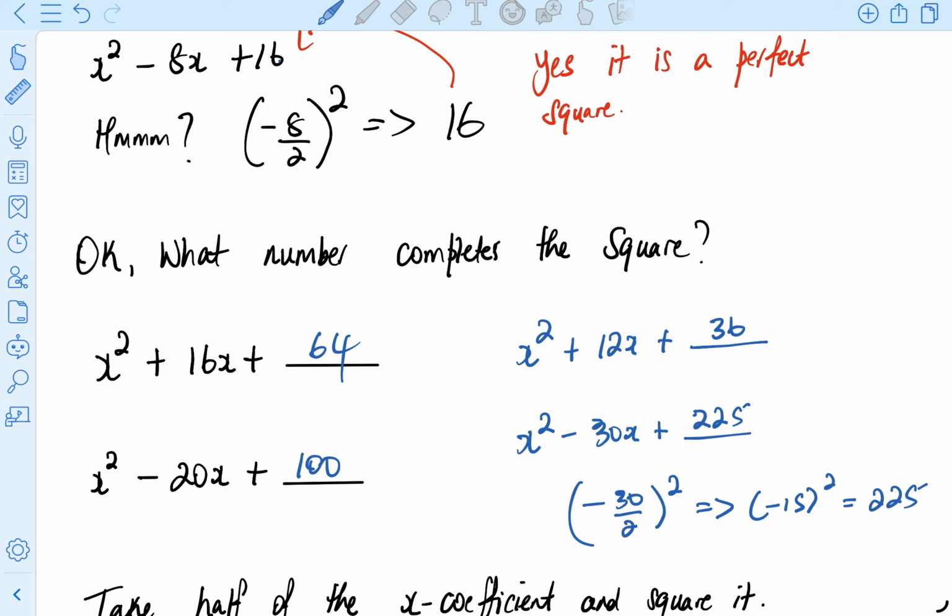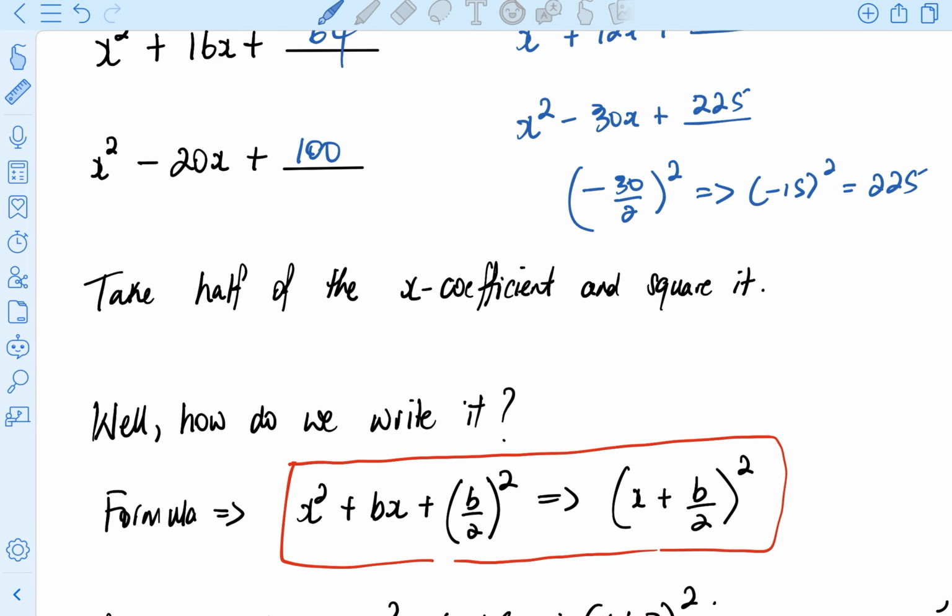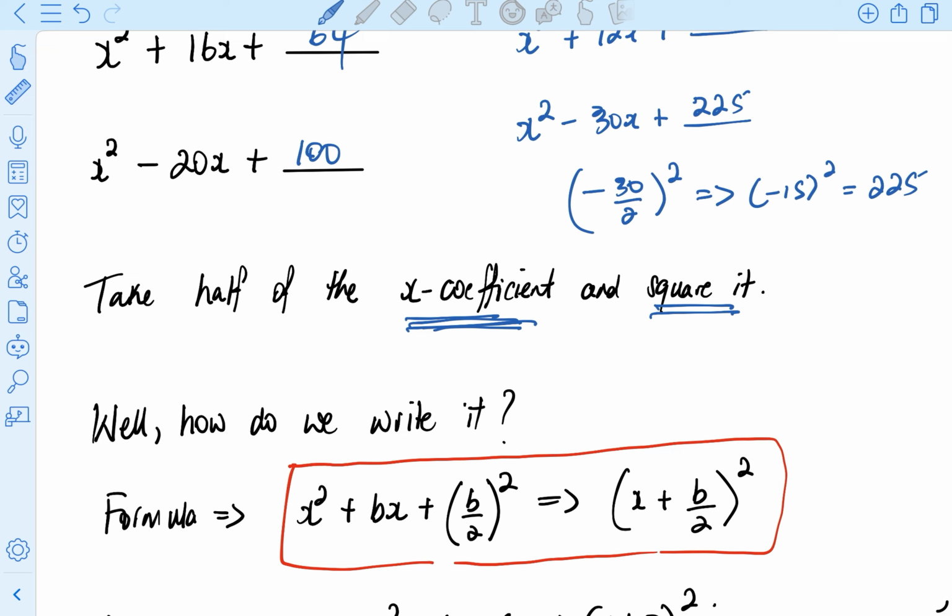So basically, what we're looking at first is what number completes the square. And the number that completes the square comes from the b term. We divide it by 2 and we square it. Just remember that. Very, very important. So this is how you write it. We take half of the x coefficient and square it. So how we write it is like this: x squared plus bx plus, and the last term is b over 2 squared.